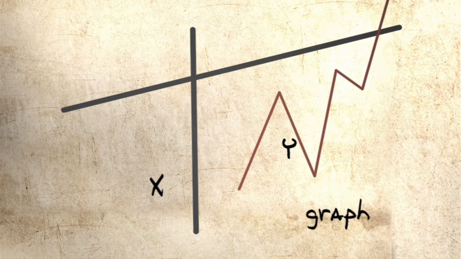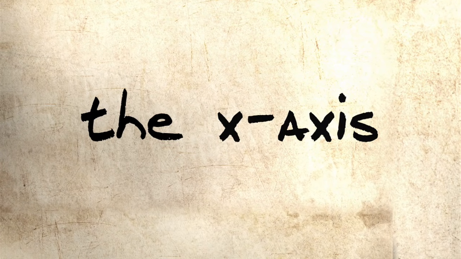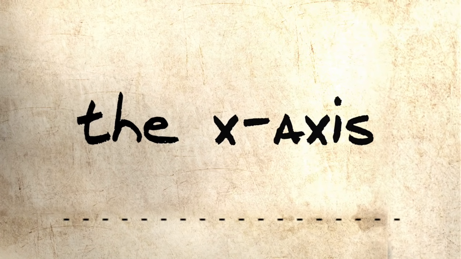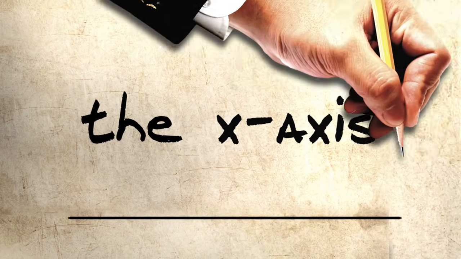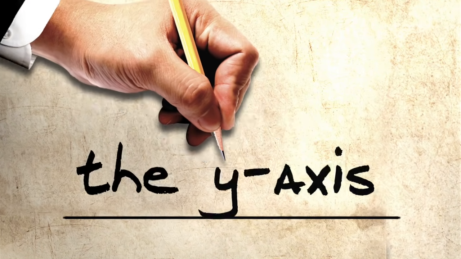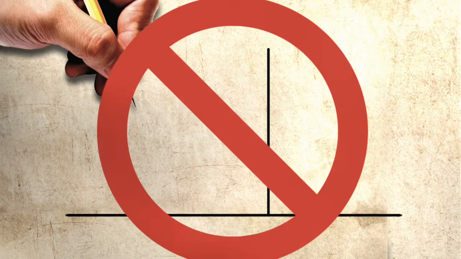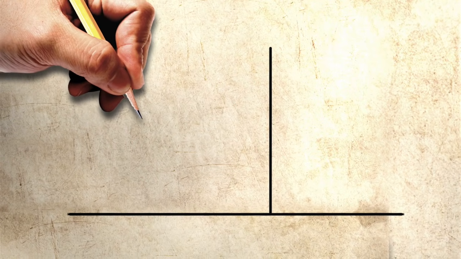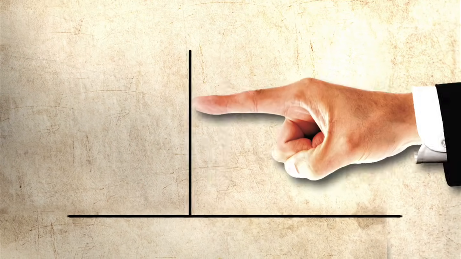Let's start from the beginning. No. Let's start from the right beginning, the x-axis. The x-axis needs to be a horizontal line at the bottom of your graph. Yes, that's right. Now we will draw our y-axis. This one's vertical. No. Your y-axis needs to be on the left edge of your x-axis. Now we're on to something.